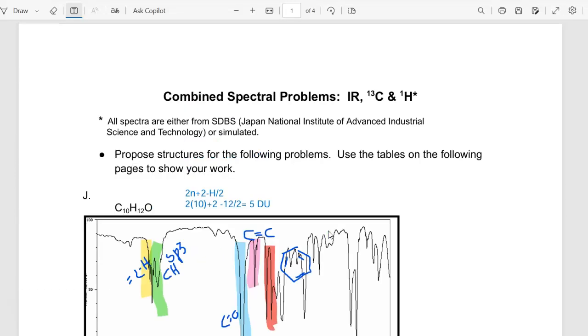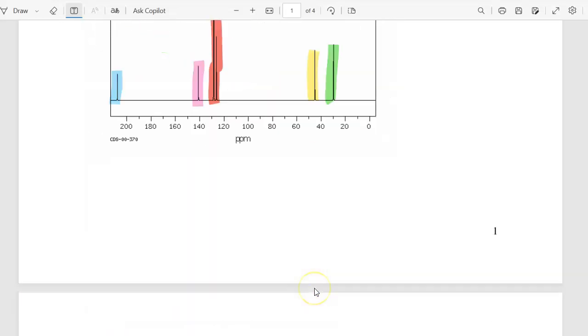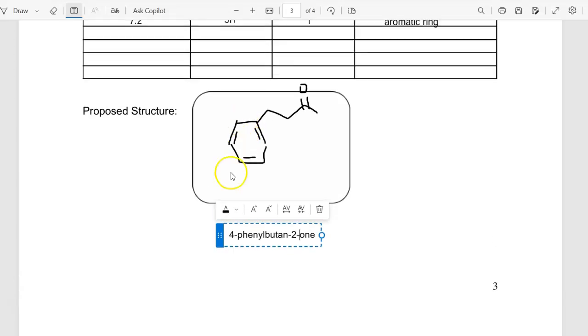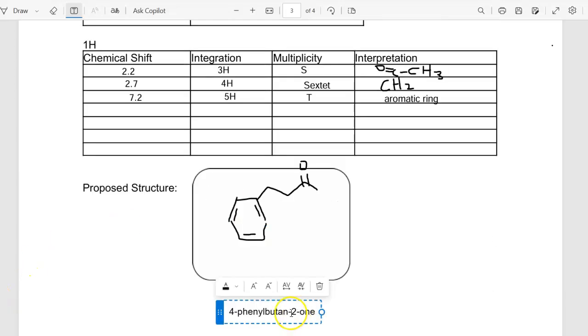There's that. That's how you'd use the combined spectra to figure out what your molecule actually is. Thanks. Just wanted to add this E right here that I forgot. That's it.